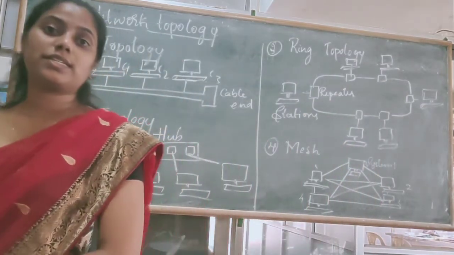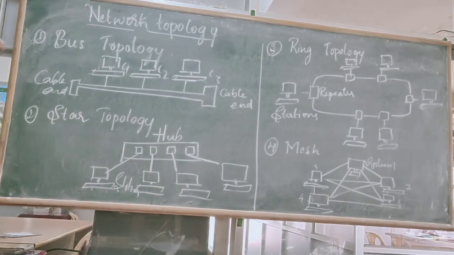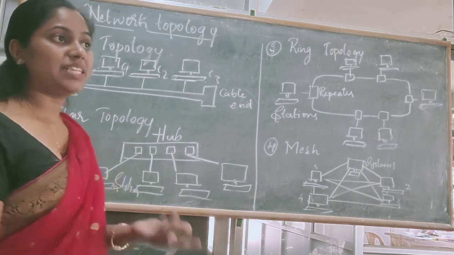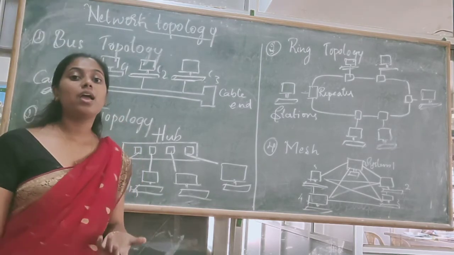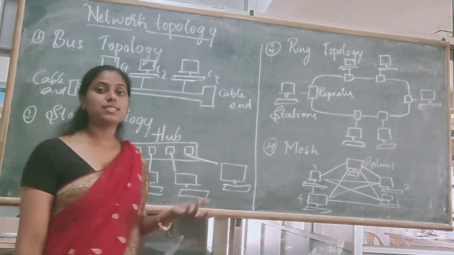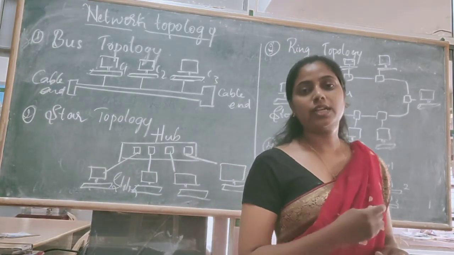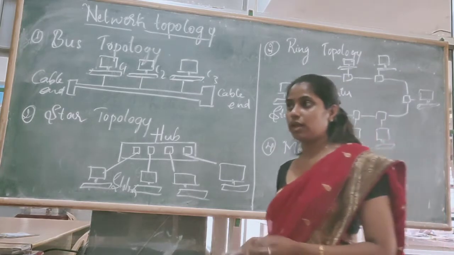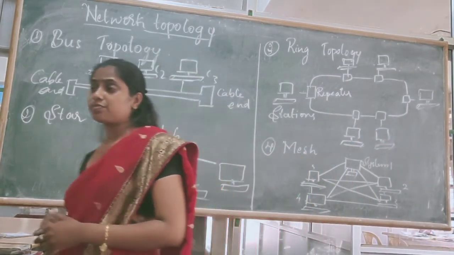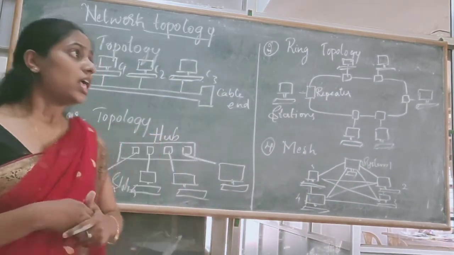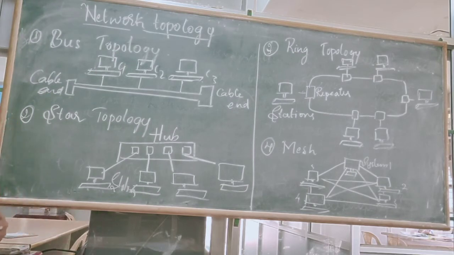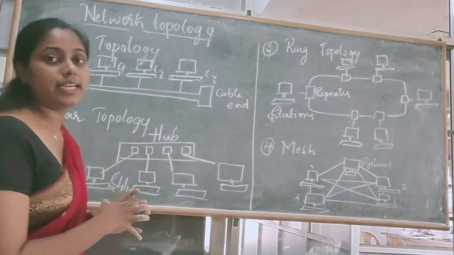In the last class of data communication, we discussed the basics of networks. So what is a network? A network is a set of devices connected together through links. And we learned the basic connections, also types of connections. So today let's see about network topology. Topology means the way in which the systems are connected in the network.